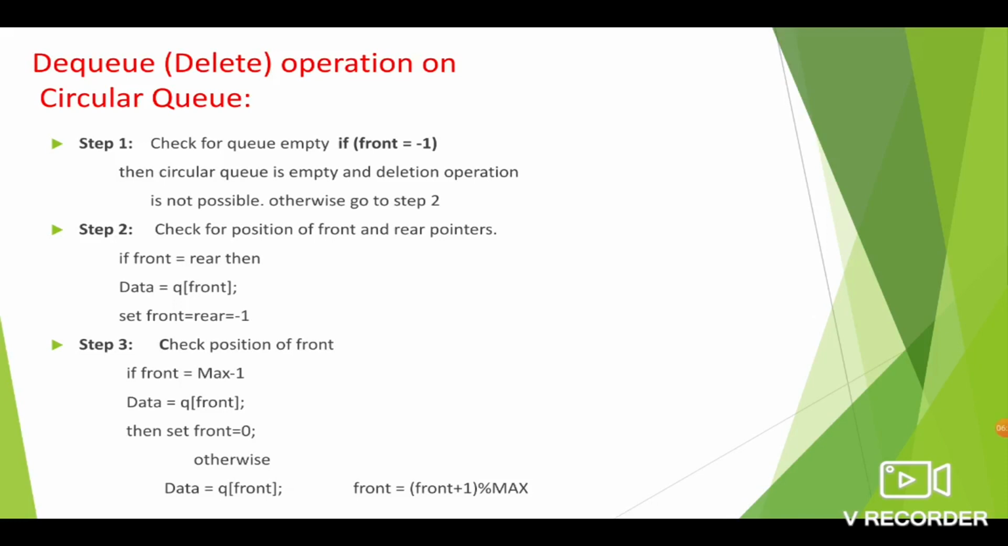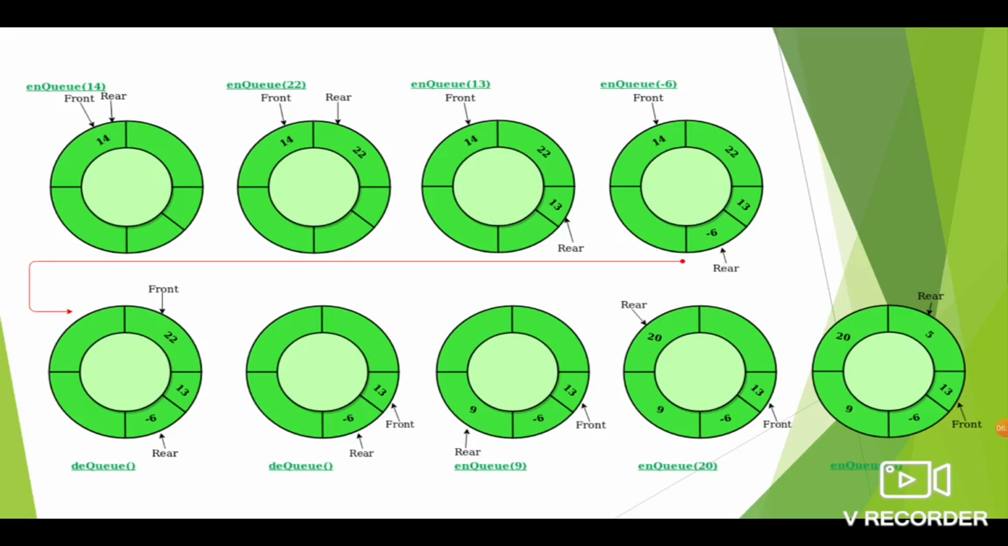Okay, so if front equals maximum -1, that is, if the front is pointing to the last element, then after fetching the deleted element, you have to make front 0. Otherwise, you can increment front by 1. Okay, so see the figure.